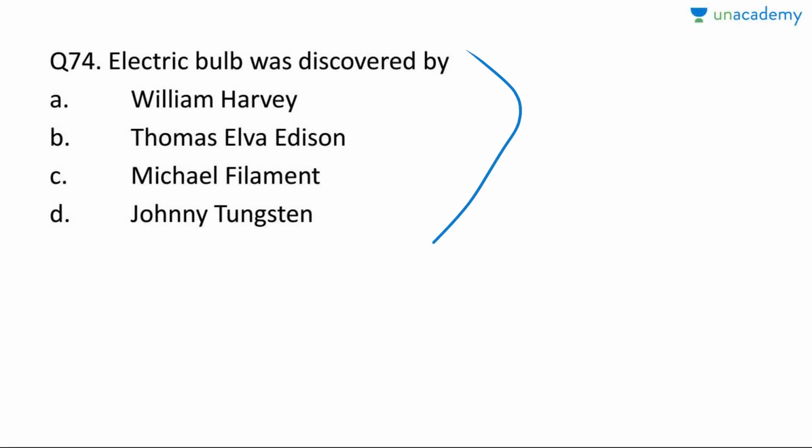Sorry, it is again repeated. Electric bulb was discovered by which of the following? I thought I'll include that. Answer here is Thomas Alva Edison. It is a very commonly asked question in various examinations. So answer here is B.